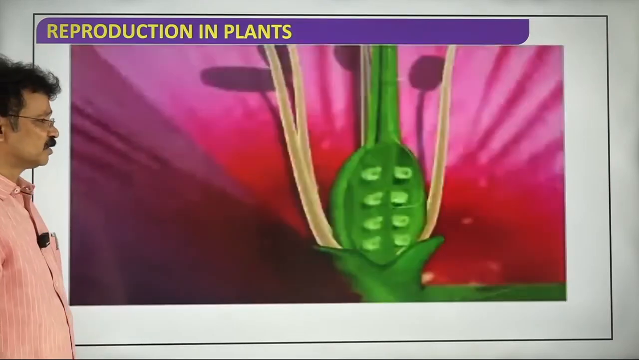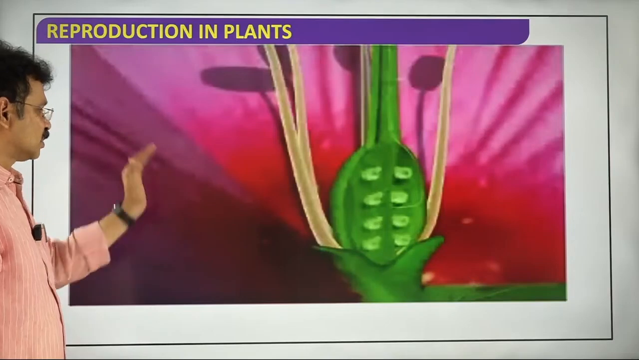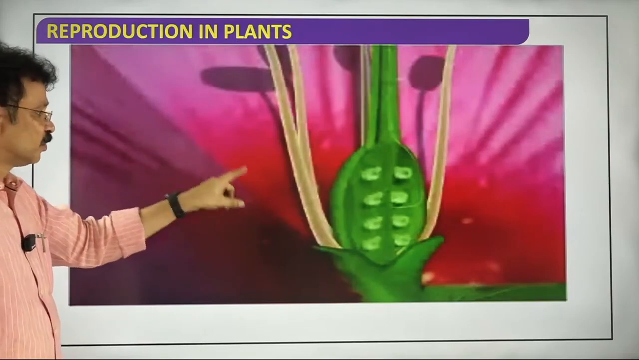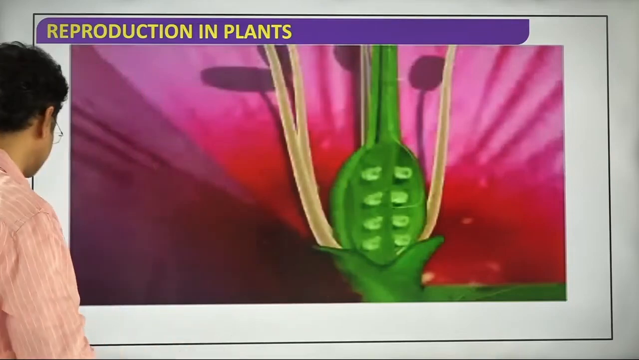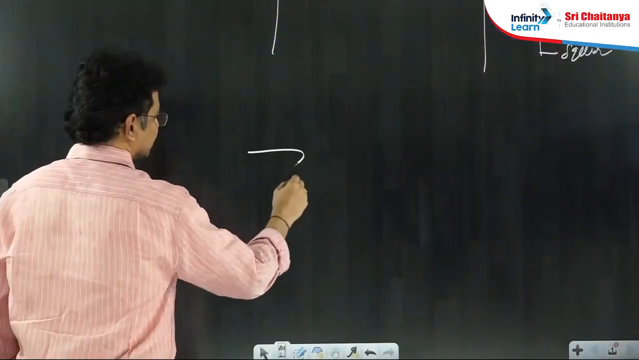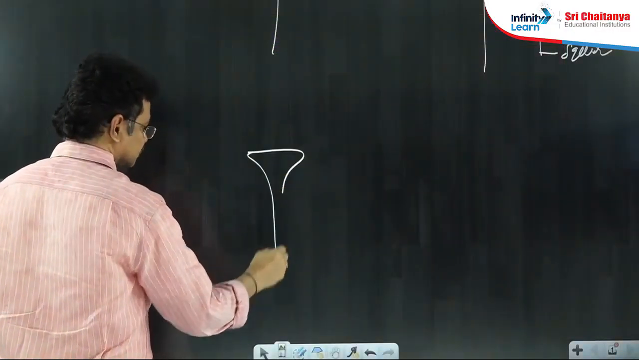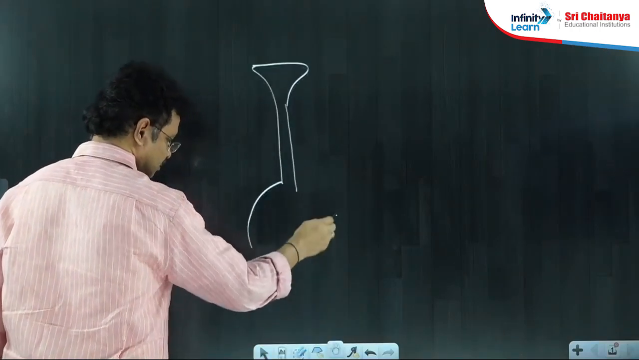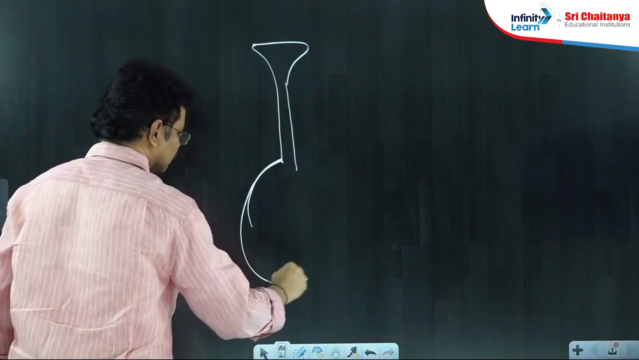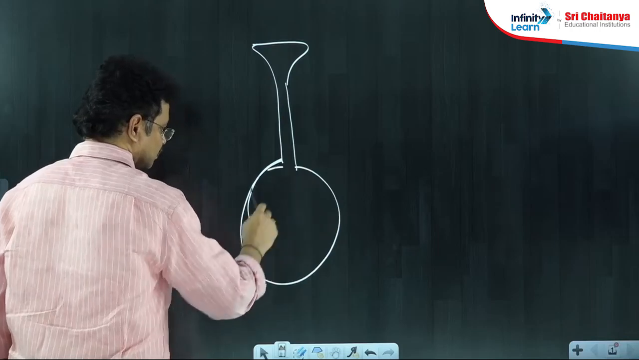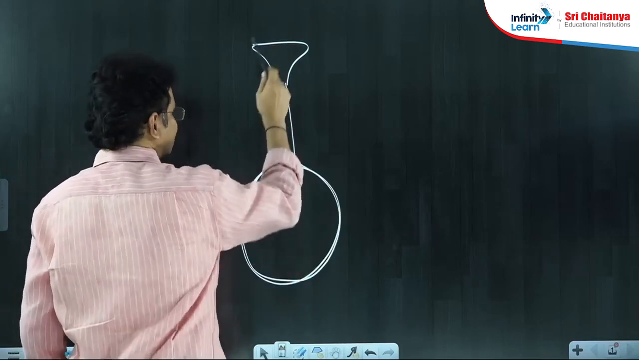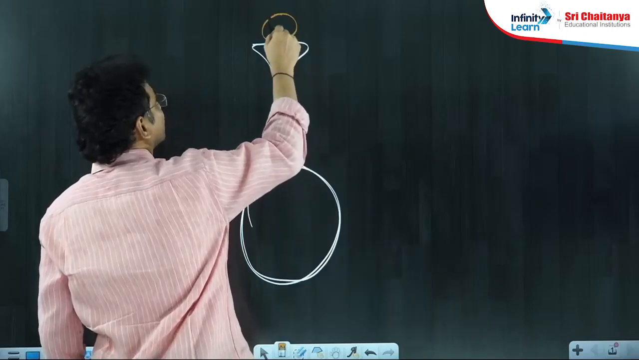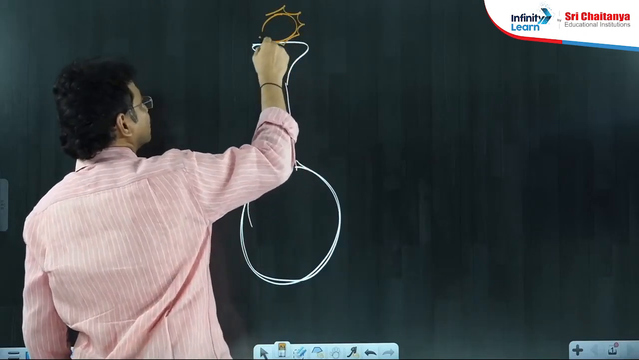What is the main purpose of pollination? Transfer of pollen from anther to stigma. Within the pollen, two male gametes are there. Observe this animation here. Stigma, style, ovary. Ovary, style, stigma. It is the pollen.